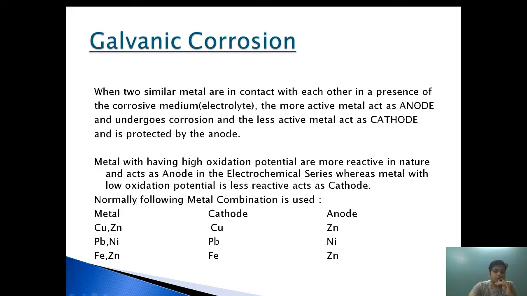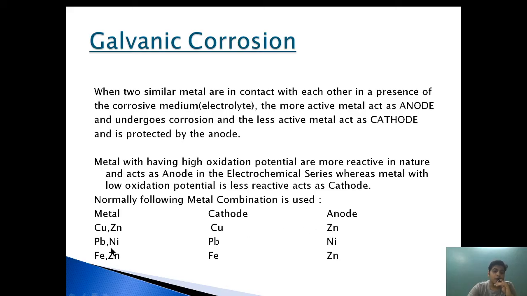Suppose there are two metals such as copper and zinc. In this case, zinc will form the anode and copper will form the cathode. So we can say that zinc is more active than copper. How is it decided that zinc is more active than copper? It is decided on the oxidation potential. Zinc's oxidation potential is much higher than that of copper, and hence zinc will react first compared to the copper.